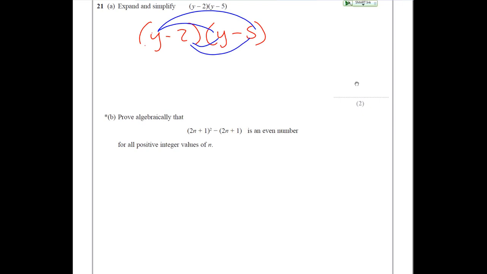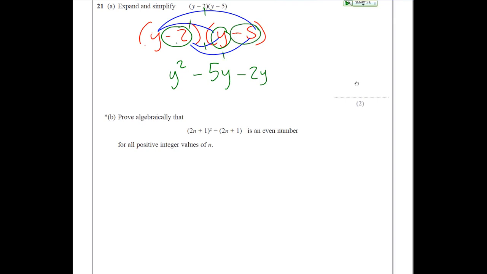So, first one we do y times y, usually y squared. Y times minus 5, we'll do y times 5, 5y, and just put the minus in front. The only difference is when we have 2 negatives, which we'll see in a minute. Minus 2 times y is going to be minus 2y. And then finally, minus 2 times minus 5.